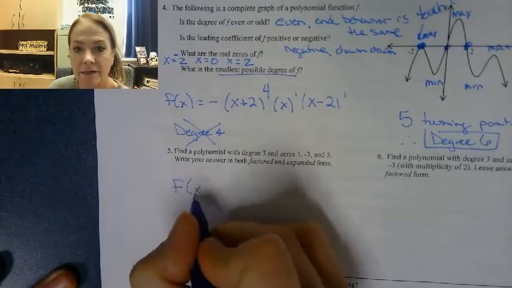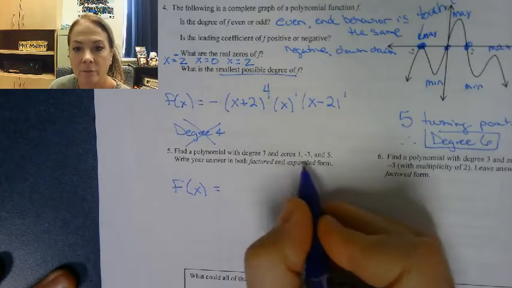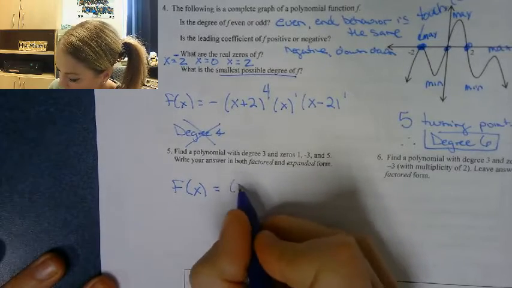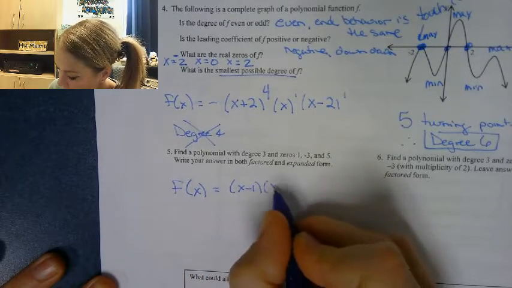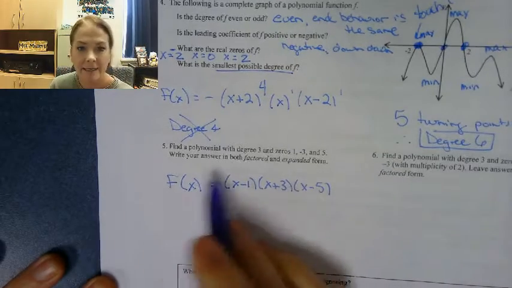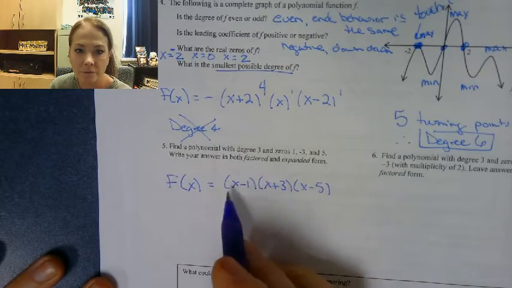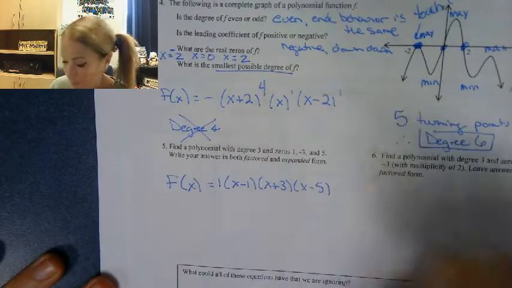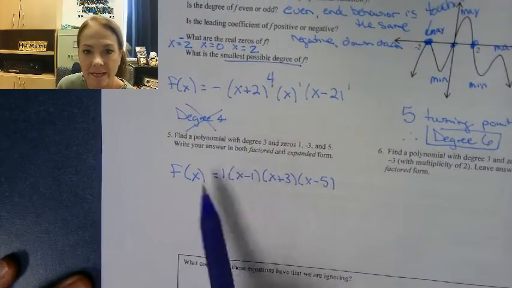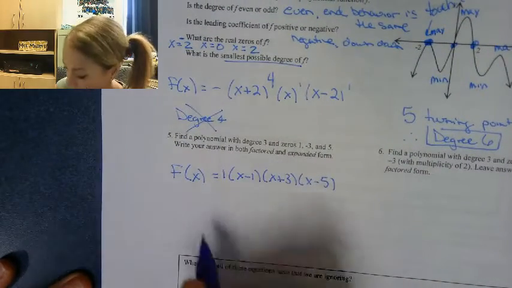So f of x here, it's degree 3, and we have 1, 2, 3 zeros, so that's super easy. You like a problem like this. We're just going to go x minus 1, x plus 3, and x minus 5. Okay, it did not give me a point that it goes through, so I'm just going to let my a value be 1 here. Why not? It didn't lock it down to a point, so this is just the easiest polynomial that I can write with those degrees.